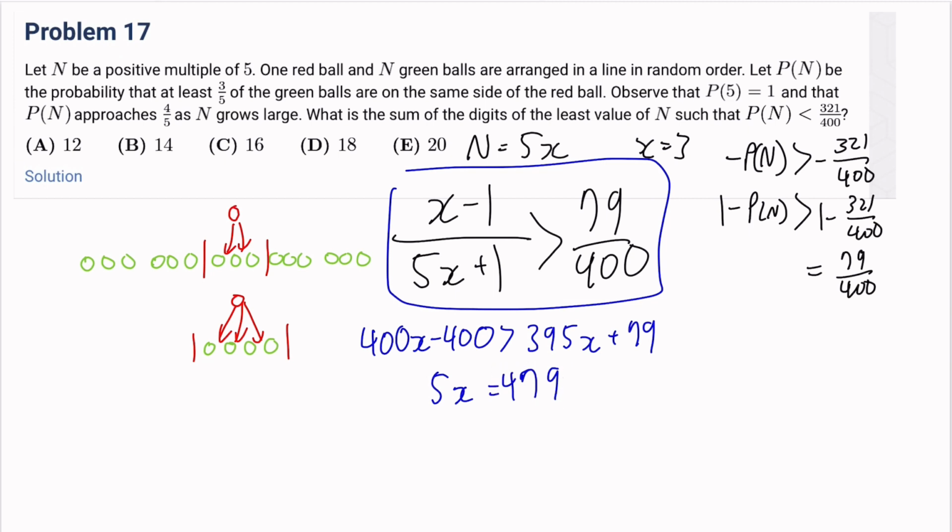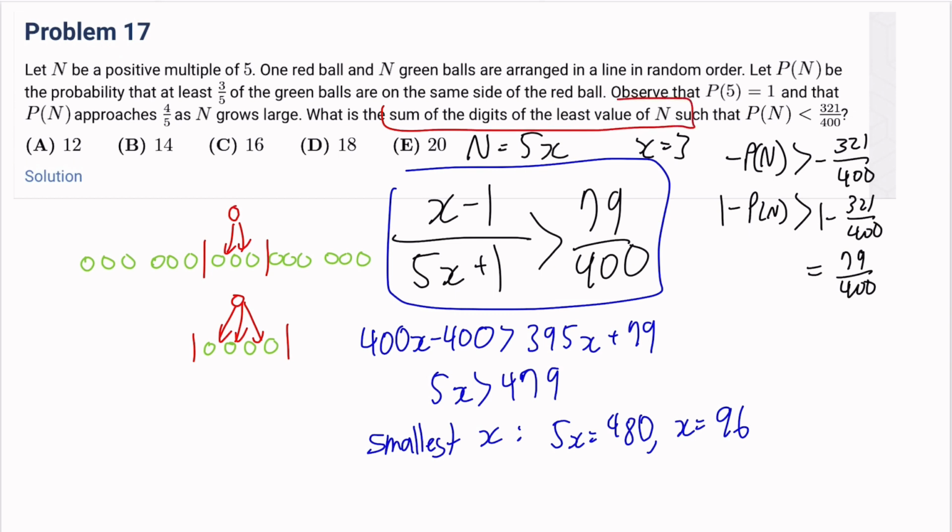No, actually, n is a positive multiple of 5, so x should be an integer, right? And so 5x is greater than 479. So the smallest x value is when 5x equals 480. So x equals 96, right? But then the question asks for the sum of the digits of the least value of n, right? So here n would be 480, and so the sum of the digits of 480 would be 4 plus 8 plus 0 equals 12. So the answer is A.